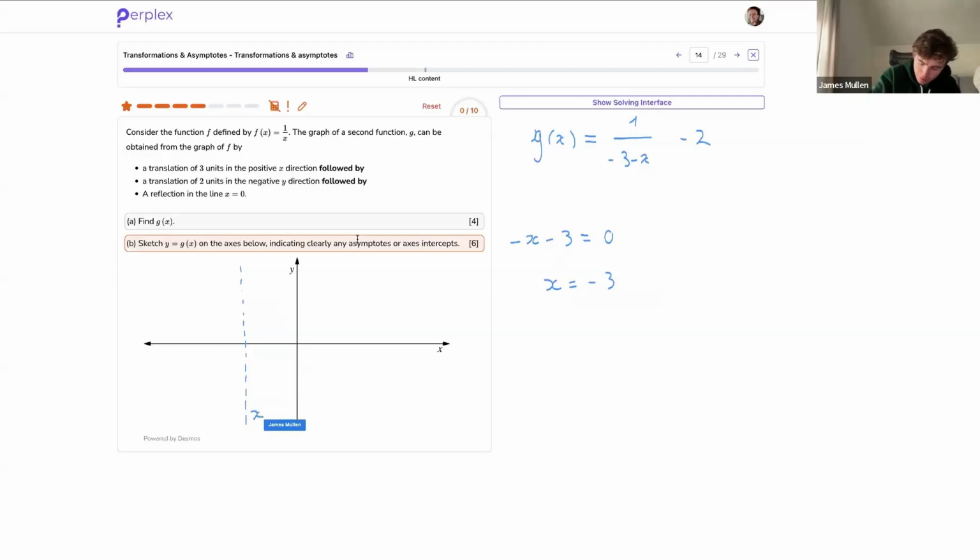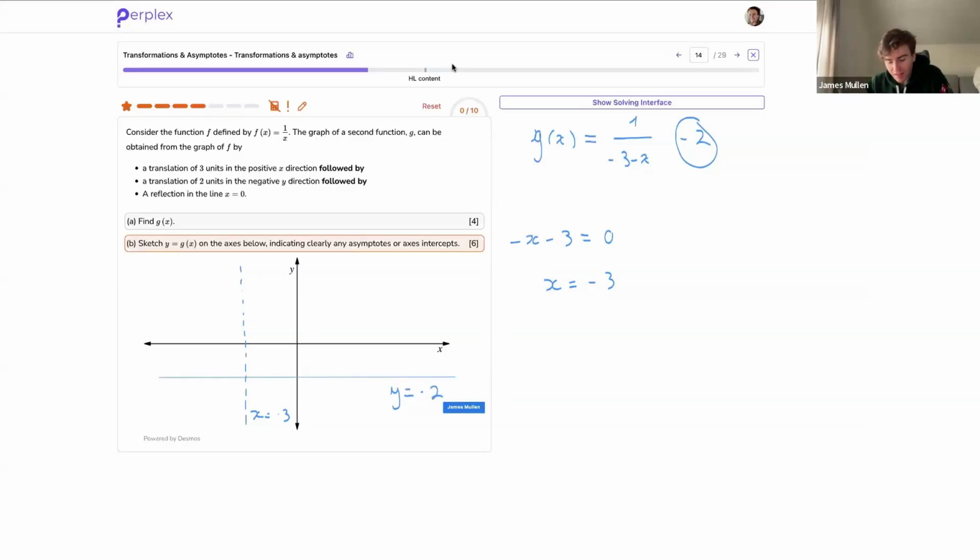That's my vertical asymptote. And the horizontal asymptote is going to be at minus 2, because when x gets very, very large, this whole fraction is going to become essentially 0, because the denominator is going to become huge. So I'm going to have a horizontal asymptote at y is equal to minus 2. So we'll put that there.